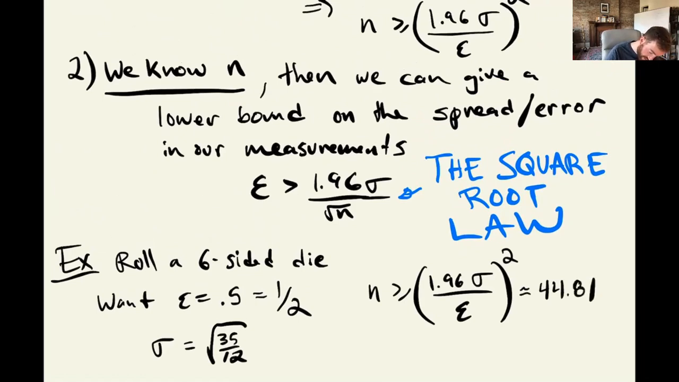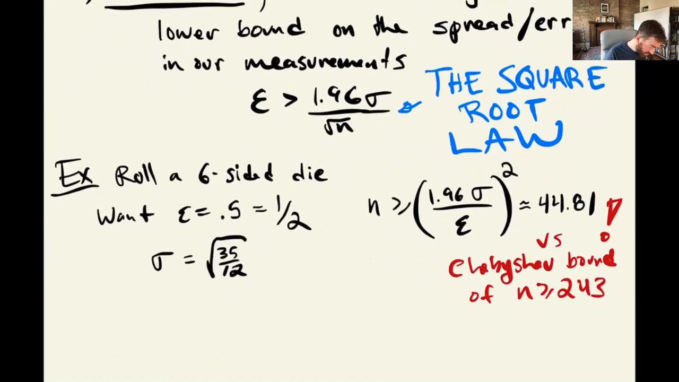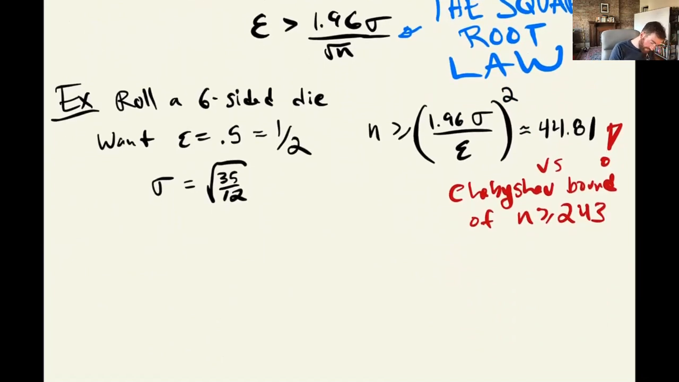So this is a huge improvement versus the Chebyshev bound of n being greater than or equal to 243. So by knowing that the central limit theorem holds, we can say that we only need to roll our six-sided die 45 times in order to make sure that I'm within 1/2 of the true mean. But let's go ahead and apply this in the flipped direction. This is an example of applying the first thing. Suppose we know instead n is equal to 243.